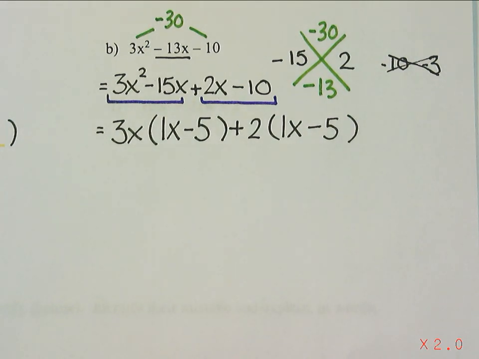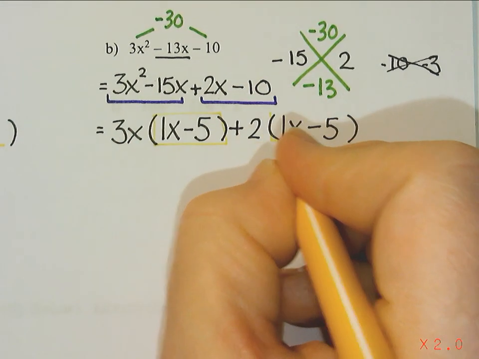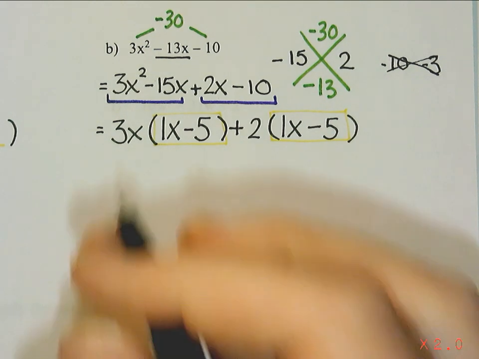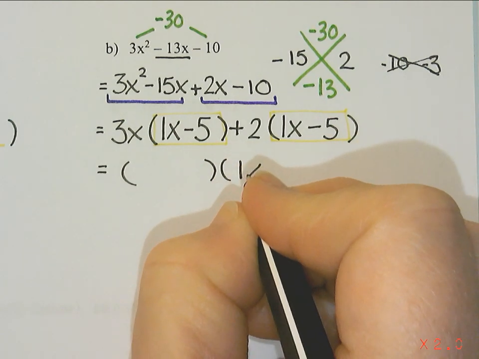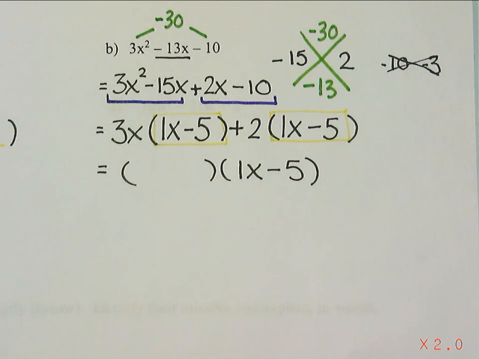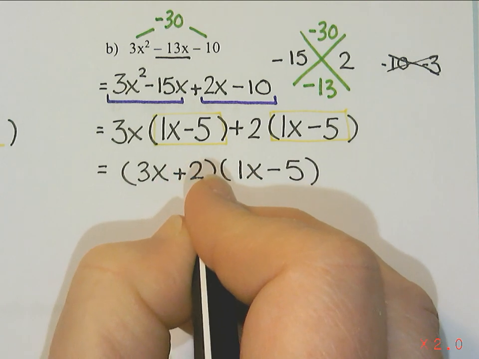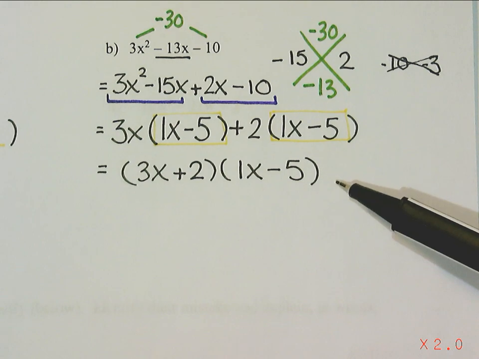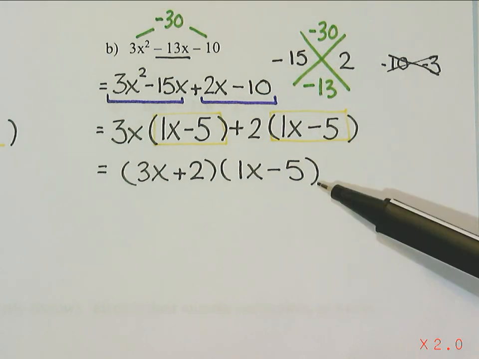All right, I notice that I have 1x minus 5 and 1x minus 5. Those brackets match. And what that tells me is that this original multiplication question was multiplying something by 1x minus 5. What was it multiplying by 1x minus 5? 3x plus 2. So in its final factored form, the multiplication question that gave us this expression was 3x plus 2 times 1x minus 5.